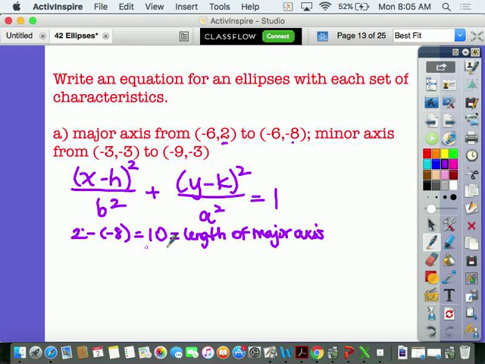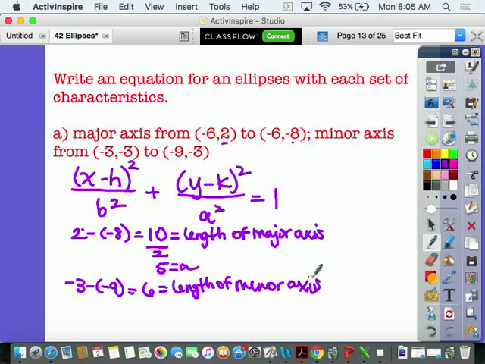And so all you do is divide by 2 to get the value of A. You do the same thing with your minor axis. You do negative 3 minus a negative 9 to find out that that is 6. So the length of our minor axis is 6. Then we just divide that by 2 and we get 3, which is the value of B. Okay? So that means that when we go to plug it in, our A squared is going to be equal to 25 and our B squared is going to be equal to 9. And that's what goes underneath our x minus h and our y minus k.